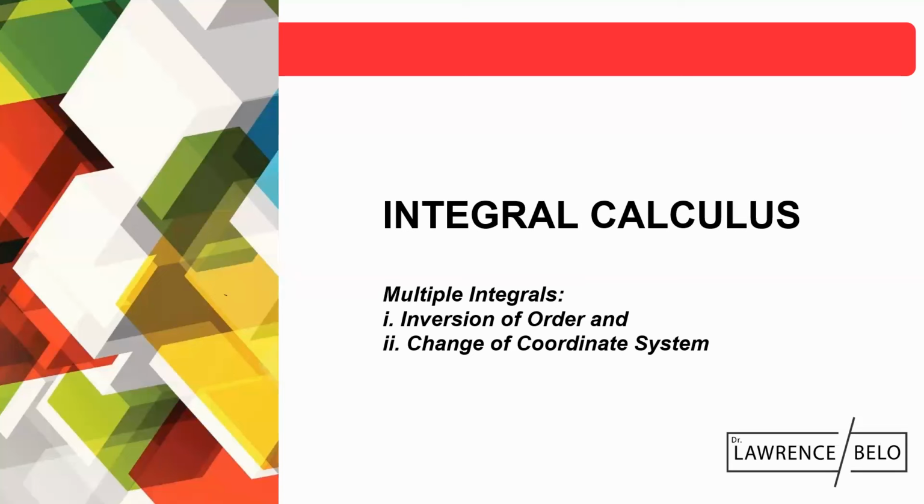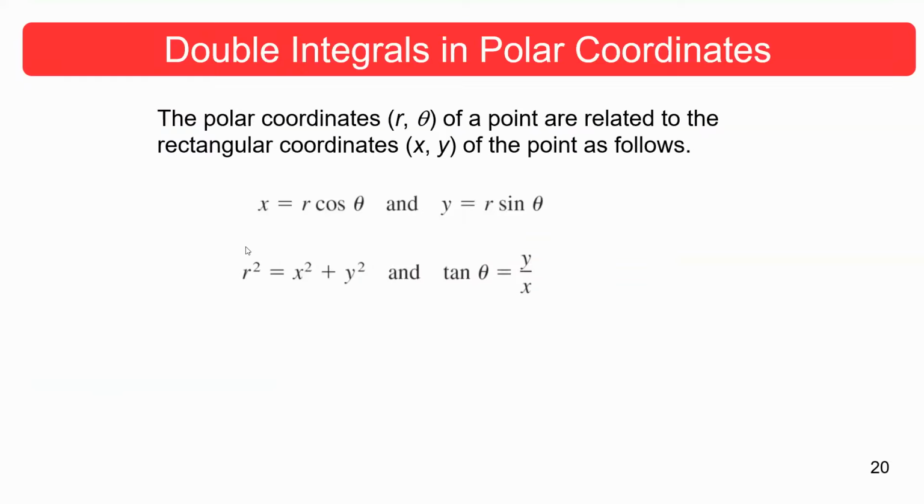For this lesson, we'll be learning the second part of the two-part session. Now we'll be having the change of coordinate system. So the polar coordinates, if you can recall this, in terms of r and theta of a point are related to the rectangular coordinates with the following formulas. x is equal to r cosine theta, and y is equal to r sine theta.